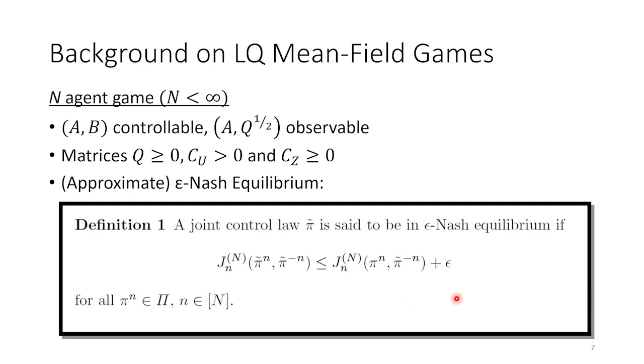Now, if you assume epsilon to be zero, then it becomes a Nash equilibrium, where given this set of control laws, if each agent wants to deviate from this set of control laws, there is no benefit for that agent. So if epsilon is zero, then this becomes a Nash equilibrium. Okay, let me move on.